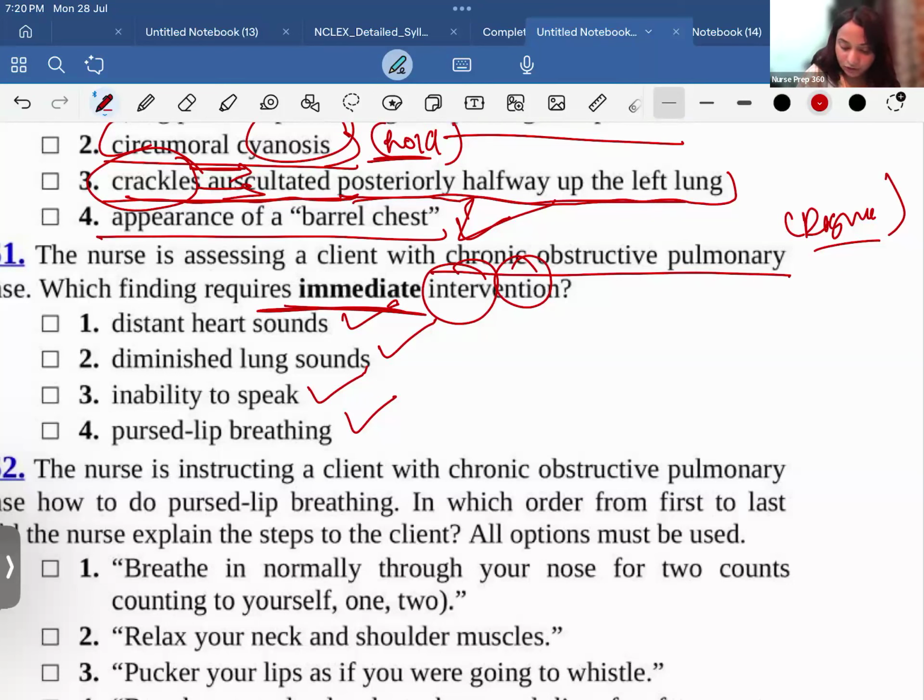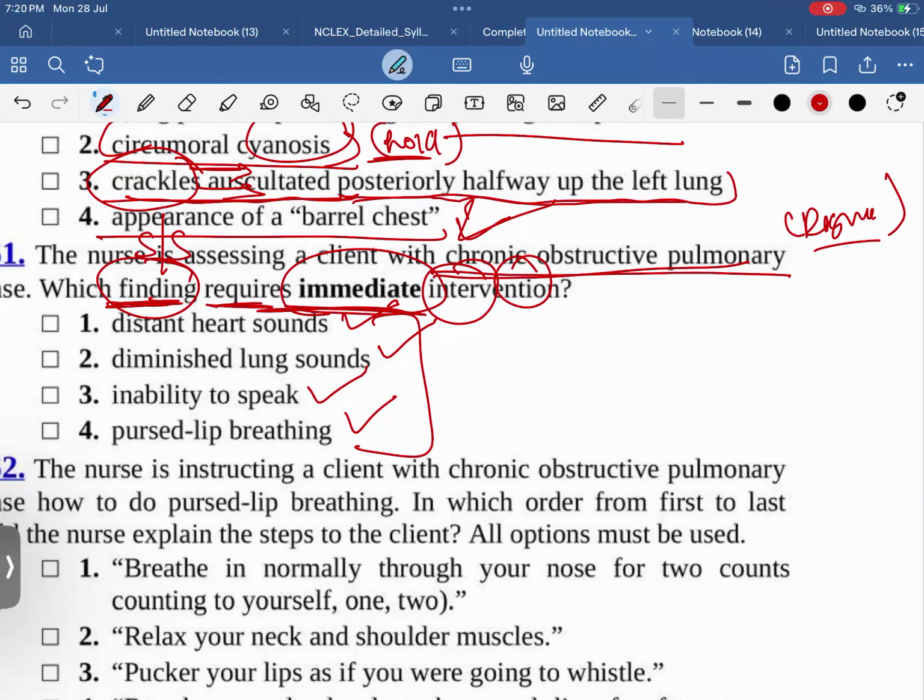What do you think, if a patient is having COPD, which finding requires immediate intervention? Finding means which sign and symptom. Which sign and symptom among these will you keep as a priority? Which sign and symptom shows that the patient is more distressed?